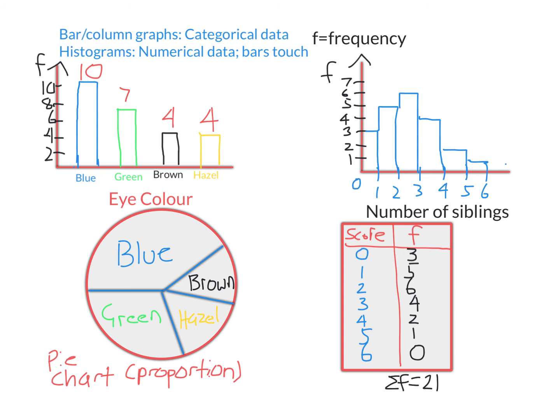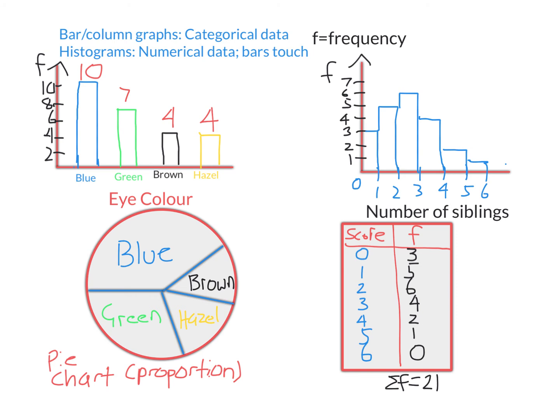Pie charts show you the proportion that are in each category. So we can see clearly here that blue is the biggest category, then green, and hazel and brown are about the same. So unlike this display here, we can't actually tell how many people have blue, green, hazel, or brown eyes. We're only looking at the proportion.